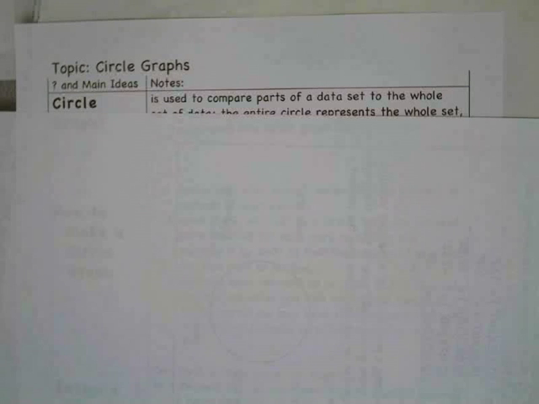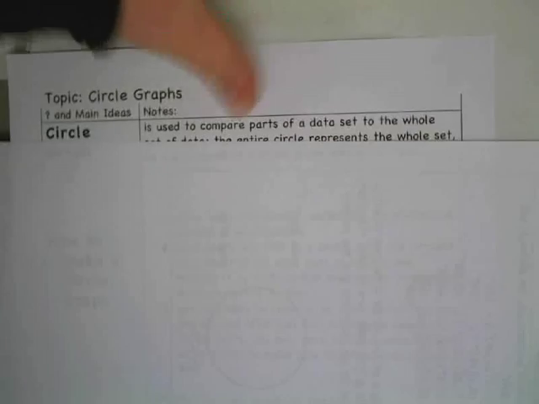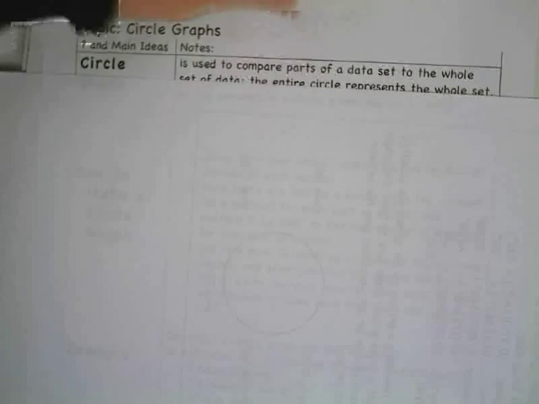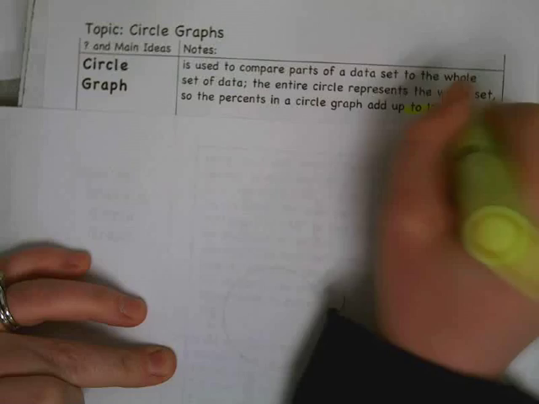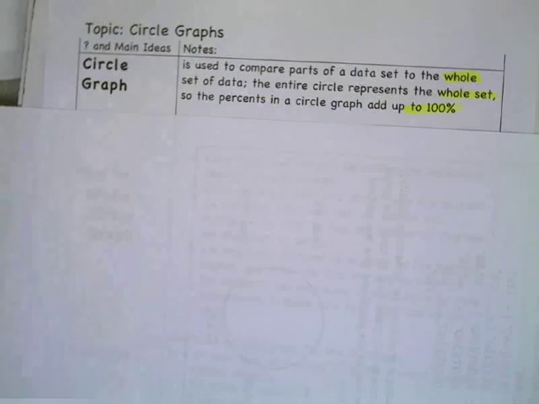Right, so today we're looking at circle graphs. Circle graphs, also known as pie graphs, are a great way to display information where you can easily see the intervals and maybe percentages of data. They're used to compare parts of a data set to the whole set of the data. The entire circle represents the whole set, so the percents in a circle graph will add up to 100%. The 100% is the whole set.